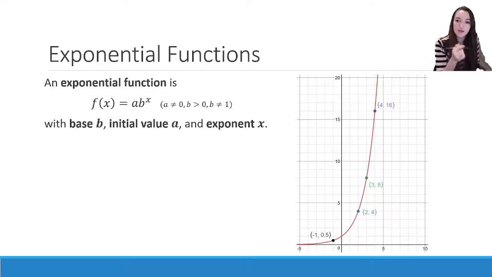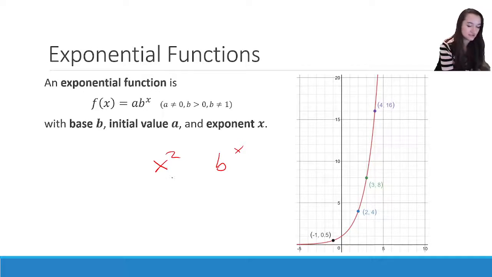So, a b to the x. B is our base. A is called our initial value, so where our function begins at x equals 0. And x is, of course, the exponent. The difference between this and a polynomial is that x has to be in the exponent. There's no x outside the exponent. This isn't like x squared, even though it feels similarly structured, because x squared versus b to the x, it's still something with an exponent, right? But here, the x is in the exponent. That's the important part. That fundamentally changes what these functions look like.